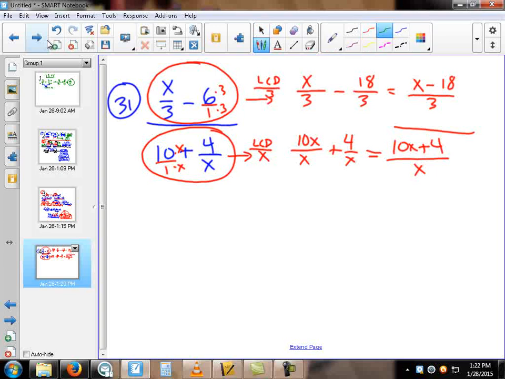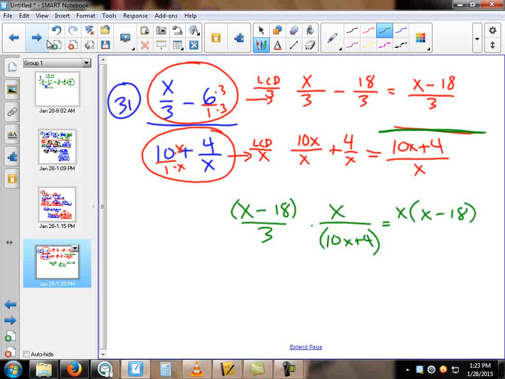Now that I'm over here, this is a fraction divided by a fraction. And whenever you divide fractions, you flip and times, making the problem x minus 18 over 3 times x over 10x plus 4. Okay? What we just did is we flipped the second fraction upside down. And so now what we're going to do is try to factor out anything common and simplify. Across the top, there's nothing common. So I can just have x and x minus 18.